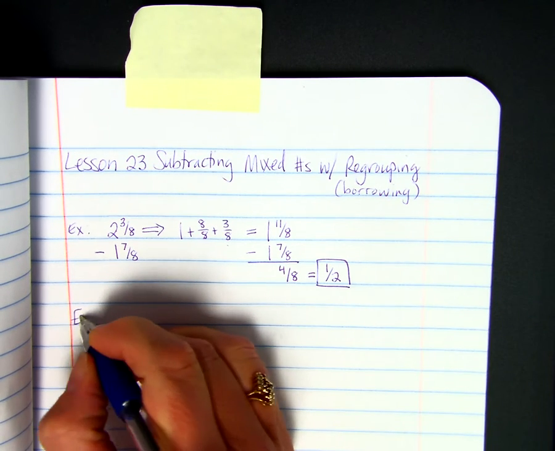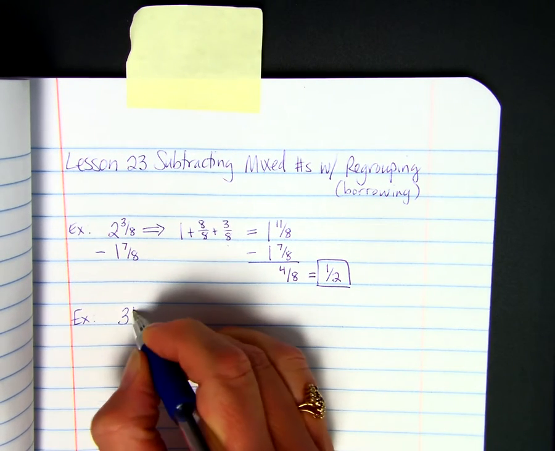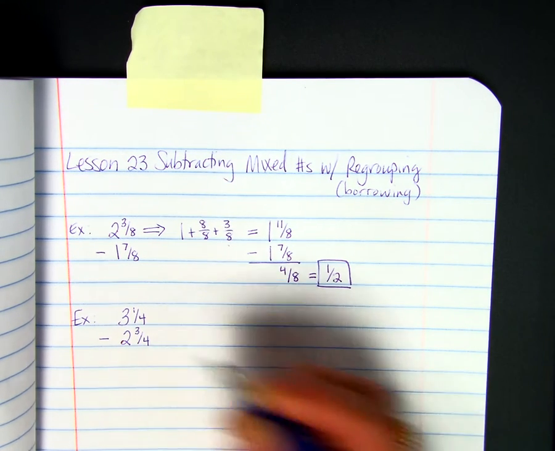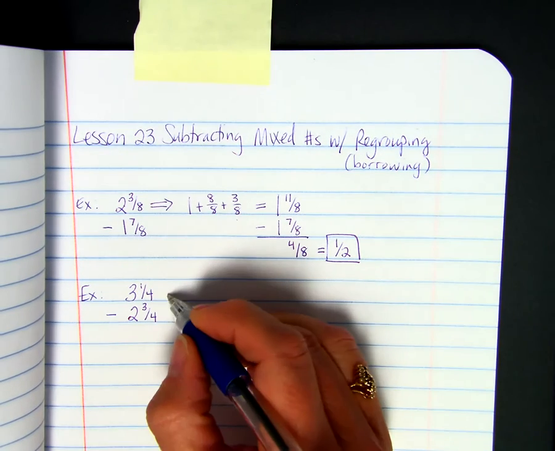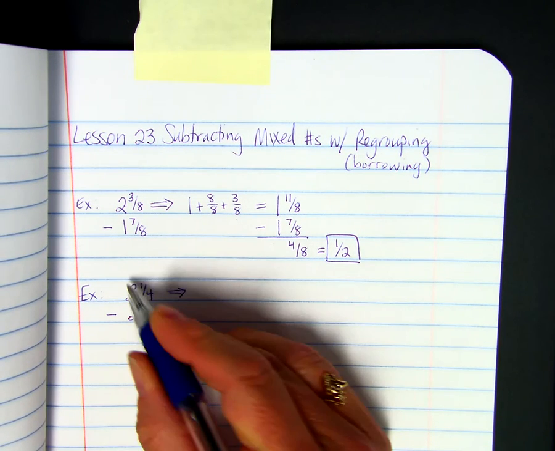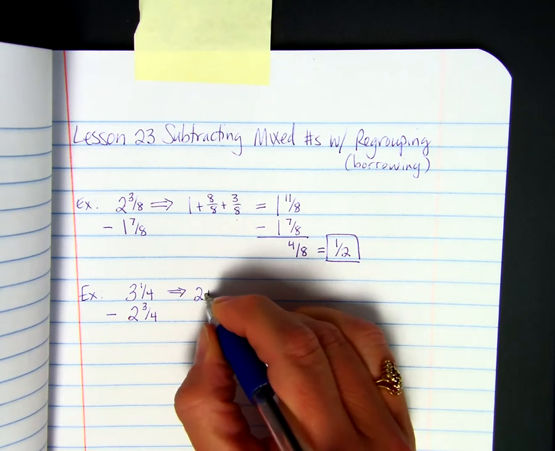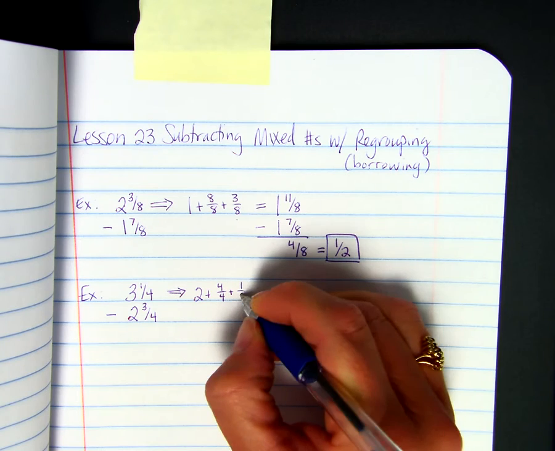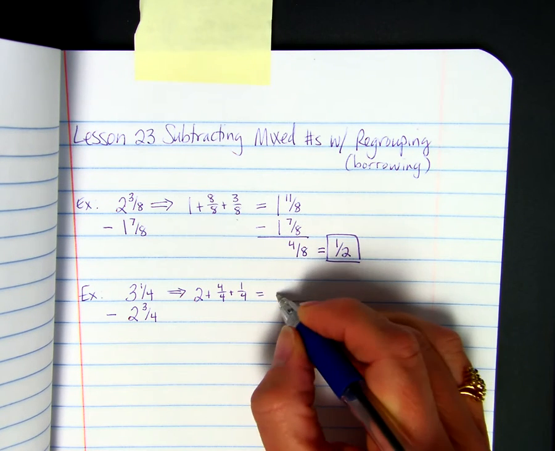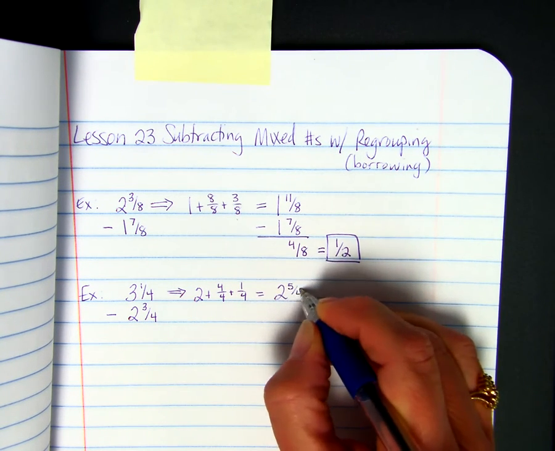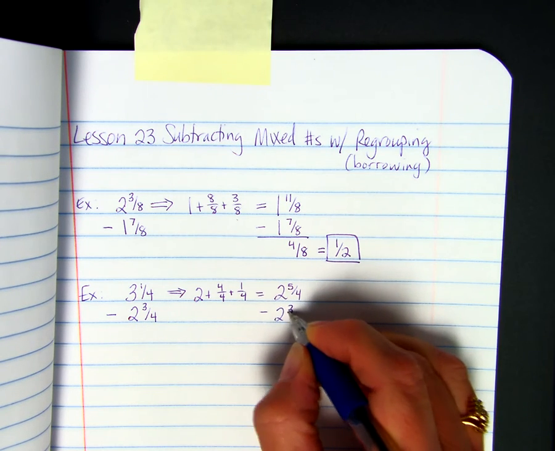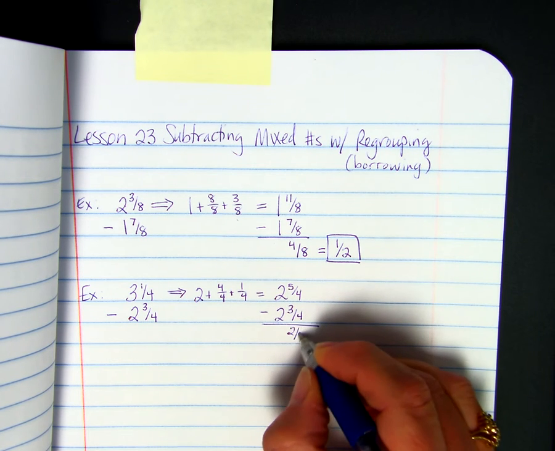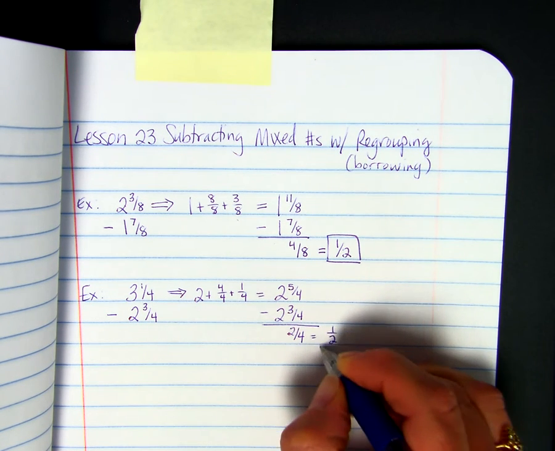Another example, 3 1/4 minus 2 3/4. Again, we're going to rewrite 3 1/4 as 2 plus 4/4, because that's going to give me my 3, plus the 1/4, which is 2 5/4, and then we're going to subtract 2 3/4, and we get 2/4, which again is 1/2.